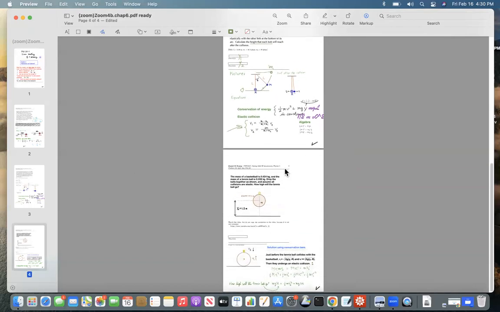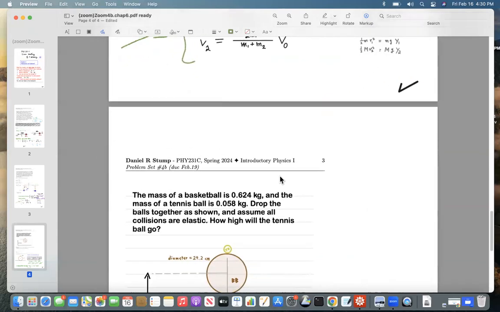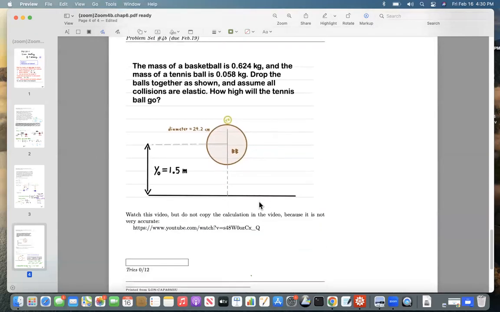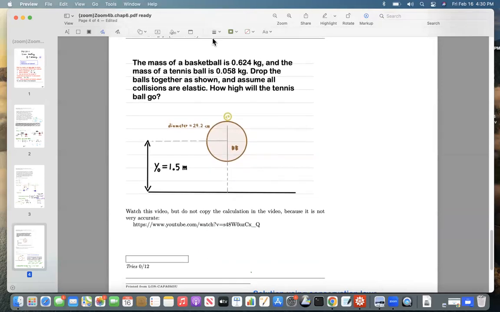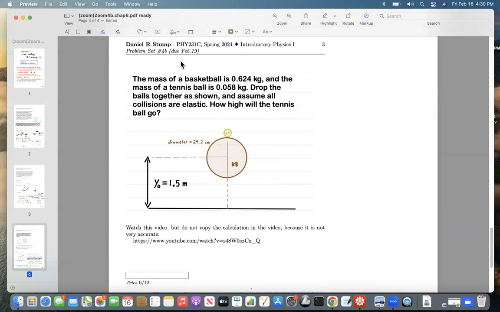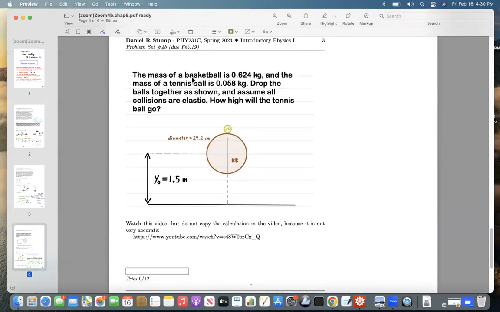The last problem for today is another collision problem, another elastic collision problem, a little more difficult than the others. The mass of a basketball is 0.624 kilograms. The mass of a tennis ball is 0.058 kilograms. Now, drop the two balls together like this, with the basketball underneath, the tennis ball on top of the basketball.